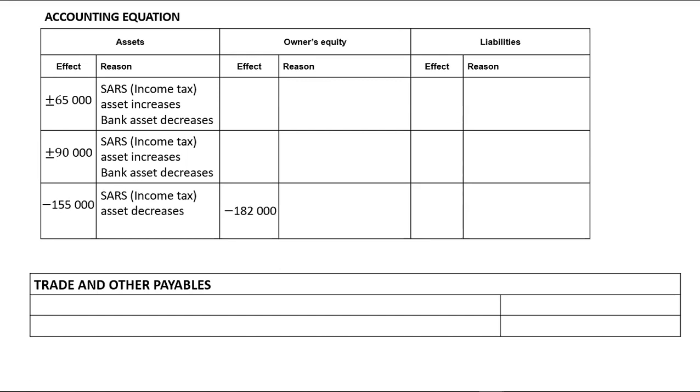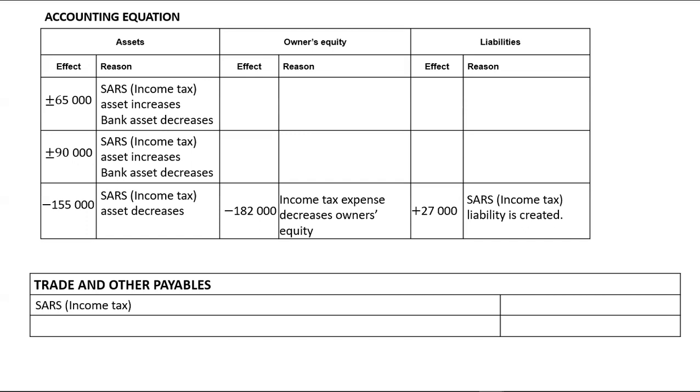The owner's equity will decrease by 182,000. Note that under asset, that's our income tax that we calculated, it's now giving us zero. We have nothing on the assets. And your income tax will reduce your owner's equity because it's an expense, but it will also create a liability. And in this case, the liability is the 27,000. That liability will be recorded in trade and other payables as SARS income tax.